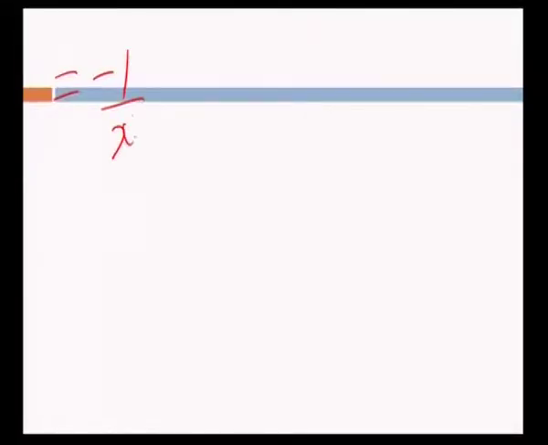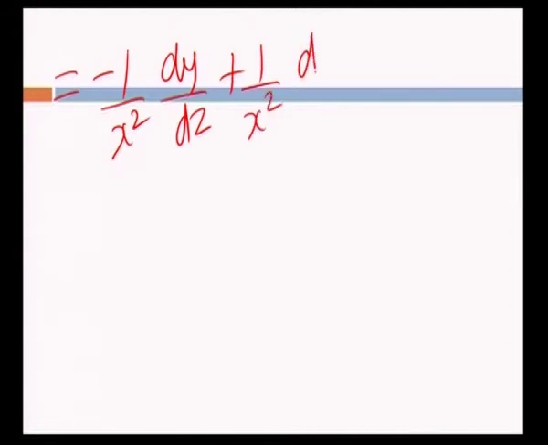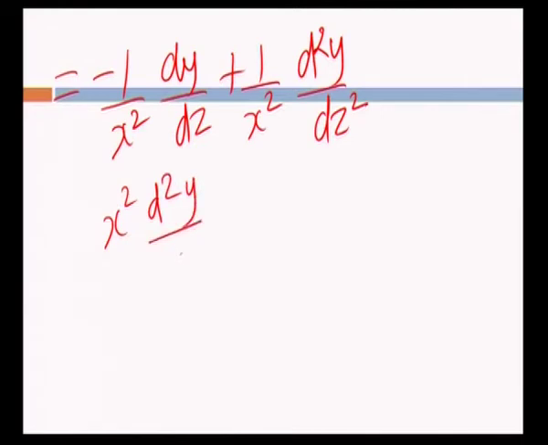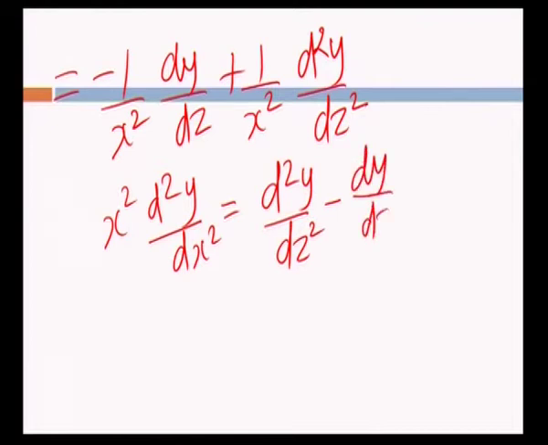Further simplification of the above step gives minus 1 by x square dy by dz plus 1 by x square into d square y by dz square. So, here we have x square d square y by dx square is equal to d square y by dz square minus dy by dz. So, this is the thing we get after simplification.